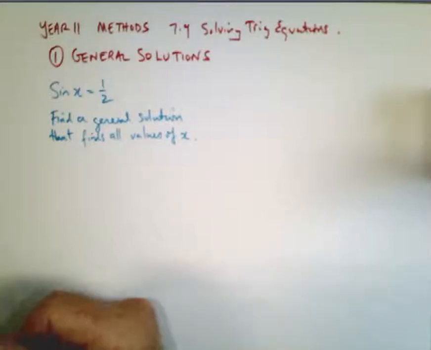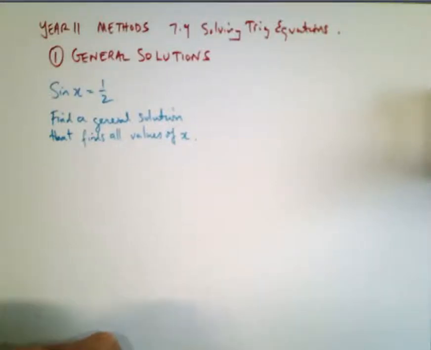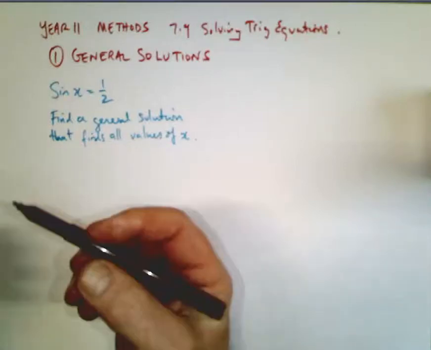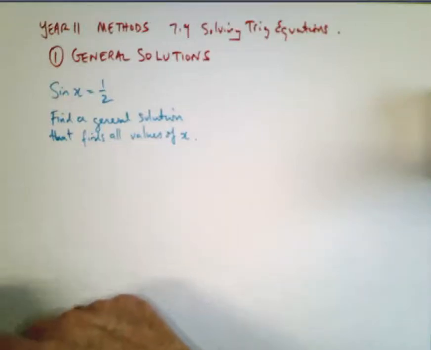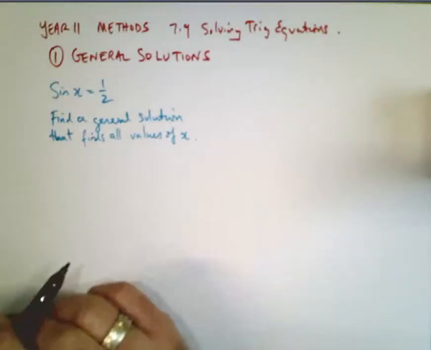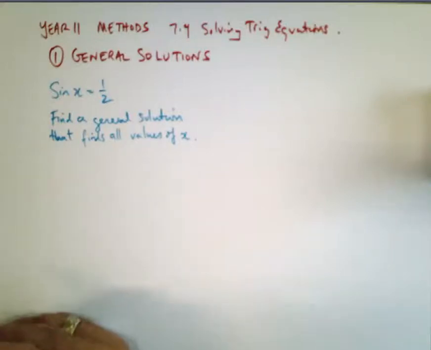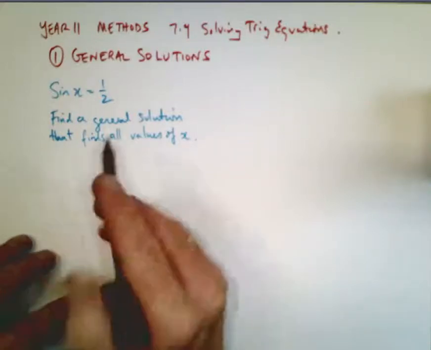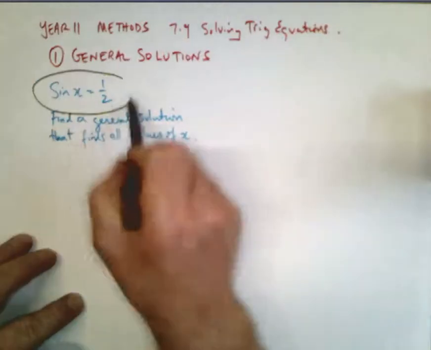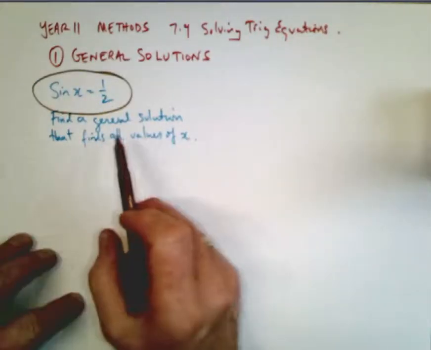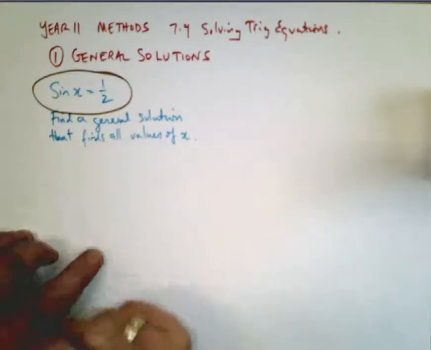This is for Year 11 Methods. It's solving trigonometric equations. It's chapter 7.9, and initially we're looking at the general solution. The general solution will involve finding a rule that covers all possible solutions. Okay, I'm solving sine of x equals a half. Find a general solution that finds all values of x.